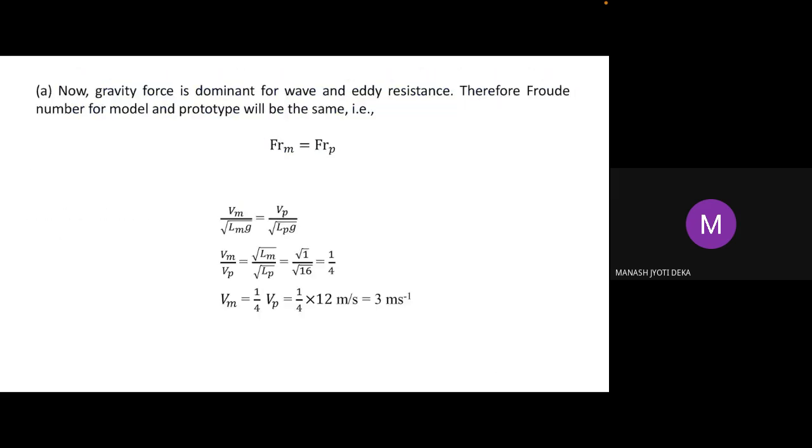Here for wave, the gravity force is the dominant force. Therefore, we can use the Froude number of the model and prototype. We can find the Froude number of the model and of the prototype, equate both, and then find out the velocity of the model. So what is the Froude number? Can anyone tell me?